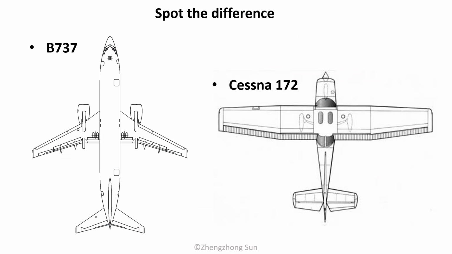Now let's do some exercise. Spot the difference. And on the left-hand side is a Boeing 737. On the right-hand side is a Cessna 172, and both are the top view of the two aircrafts. And what kind of difference can you spot? So I give you 1 second. Perhaps you may notice the engines are different, right? And so Boeing 737 use 2 jet engines, but Cessna 172 use a propeller engine. So that's one difference.